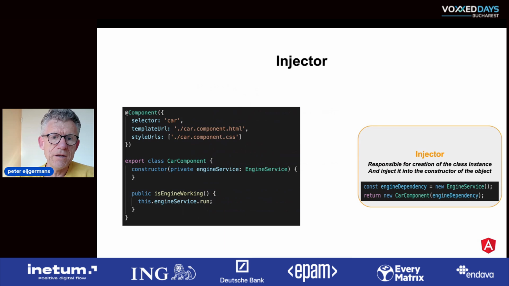What is under the hood? What does Angular do under the hood? It uses an injector. An injector is responsible for creating the class instance. Here we see that under the hood it is creating an engine service with new, and it is injected via the constructor in the car component. So this is what the injector does.